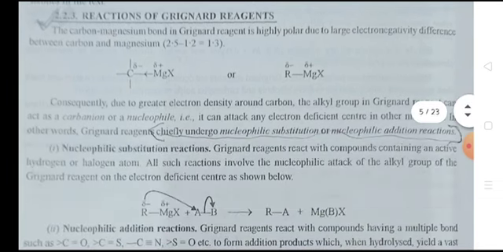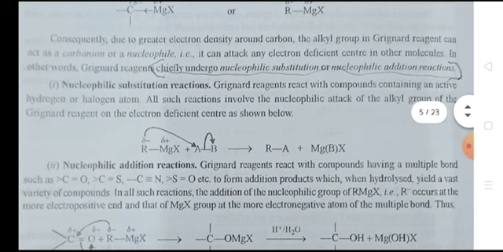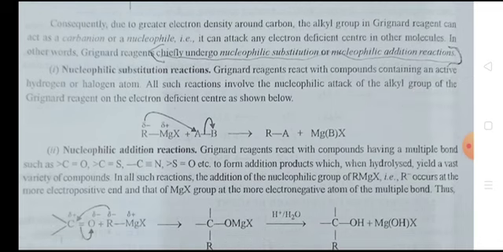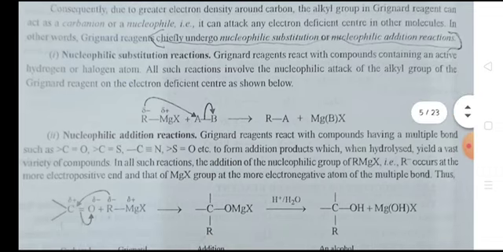Reactions of Grignard reagent. The carbon-magnesium bond in a Grignard reagent is highly polar due to the large electronegativity difference between carbon and magnesium. Consequently, due to greater electron density around carbon, the alkyl group in Grignard reagent can act as a carbon anion or a nucleophile, that is, it can attack any electron deficient center in other molecules. In other words, Grignard reagents chiefly undergo nucleophilic substitution or nucleophilic addition reactions.